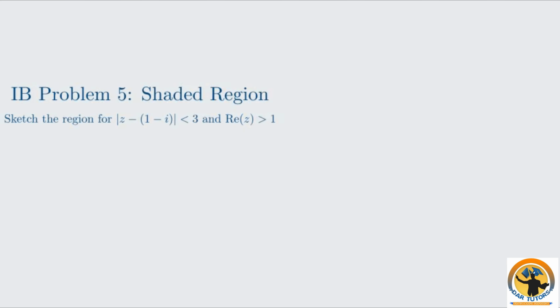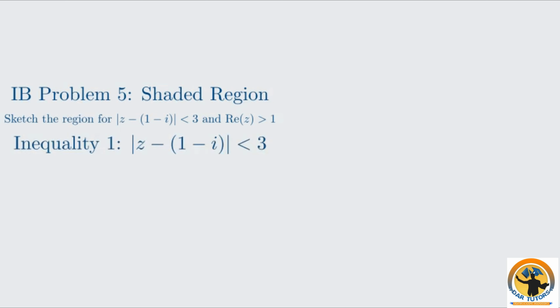Let's work through one more IB-style problem on loci to round out our practice. The problem asks us to sketch on a single Argand diagram the region defined by two inequalities. The modulus of z minus 1 plus i is less than 3, and the real part of z is greater than 1. Let's handle each inequality separately.